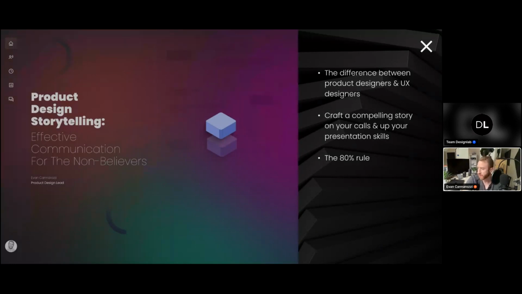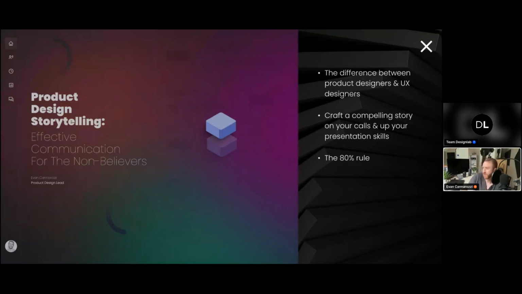We'll also be talking about the 80% rule and how we avoid burnout. Product design is very demanding, and how do we compensate for those demands? It's a tip that I got from a friend. It's something that I use daily, so I'm happy to share that with you guys later on.